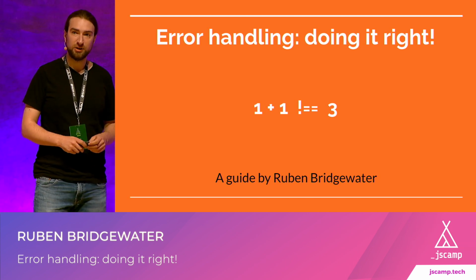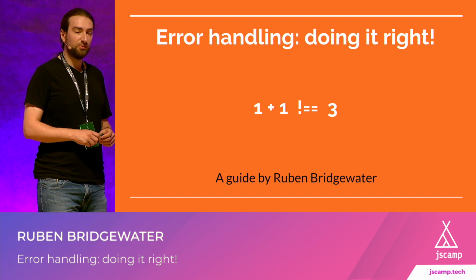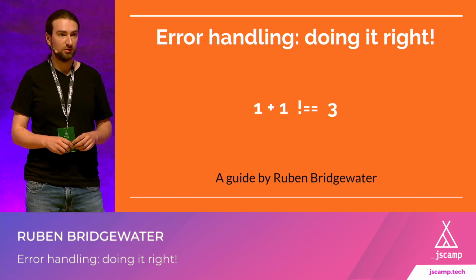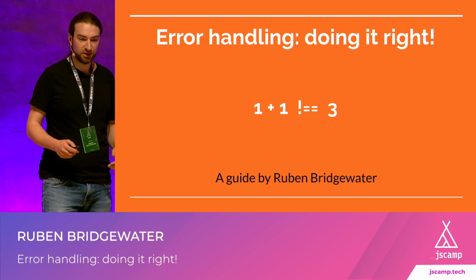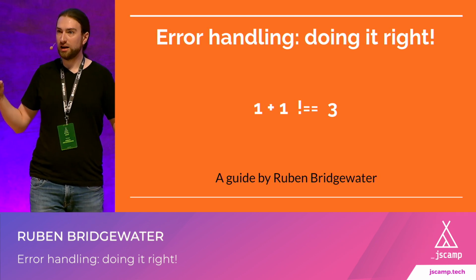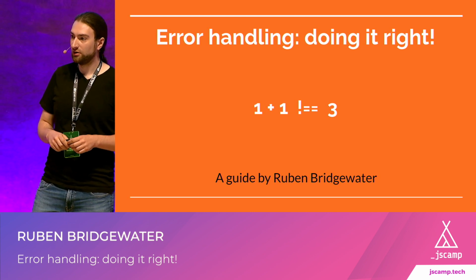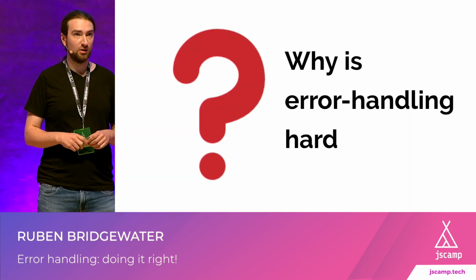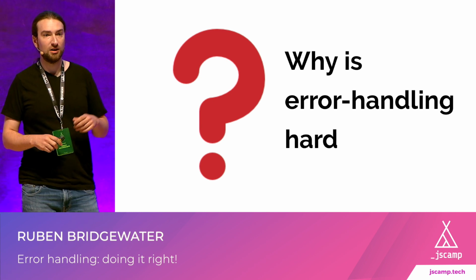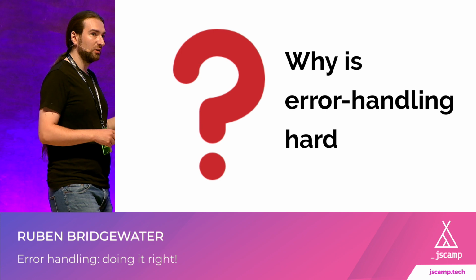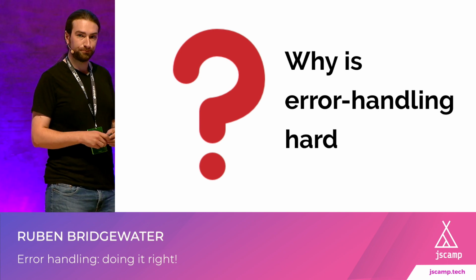When consulting companies, I often see companies struggling with errors. That's actually a big problem. But the question is, why is it so difficult in JavaScript to deal with your errors? One of those reasons is that JavaScript has, other than other languages, the asynchronous nature.